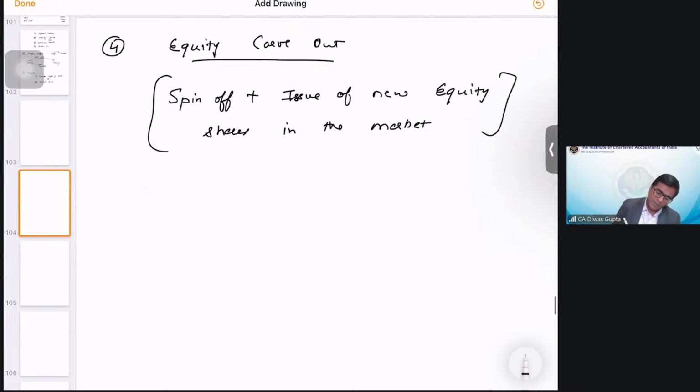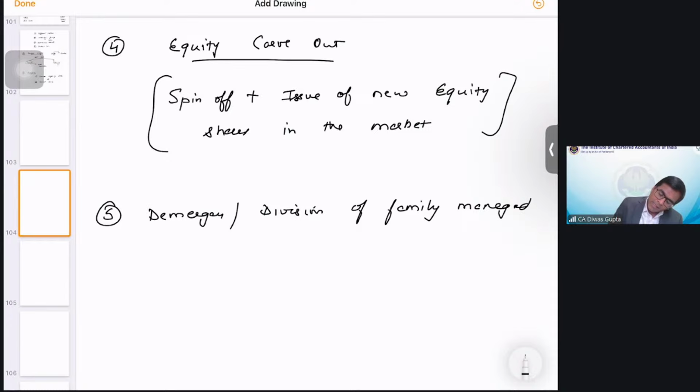And the last one is actually the demerger slash division of family managed businesses. So for this, we have many real life example students, right? Where you would have seen that the family managed business is getting split. One part is basically taken over by one part of the family, and the second business is taken over by the second part of the family.